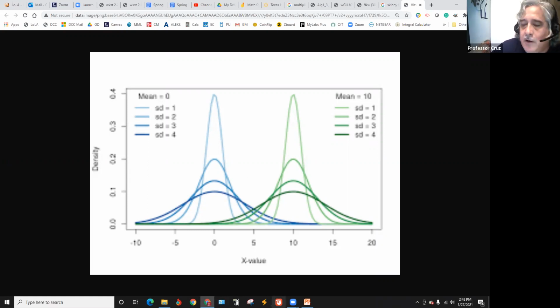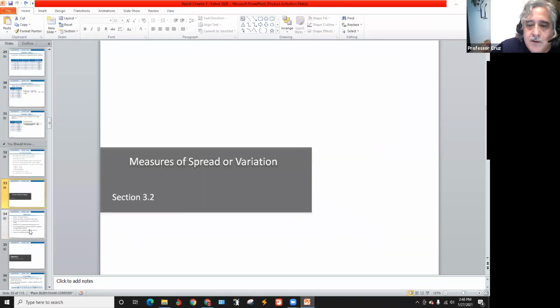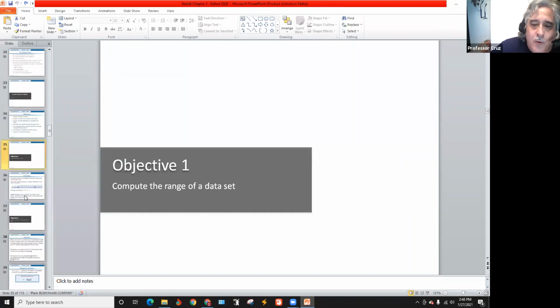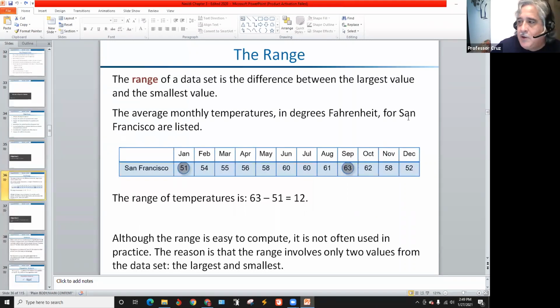The first one is called the range, and it's really not all that important of one. It's not one that's used, but I'm just going to kind of show you this. Let's say we've got some temperatures. This is for San Francisco, and it's just the average temperatures throughout the year for a particular month. So in other words, the average monthly temperature in January was 51, in February it was 54, and so forth.